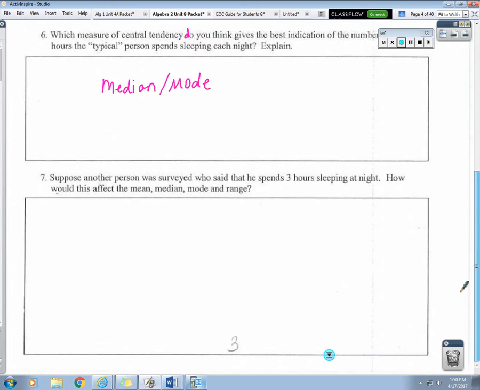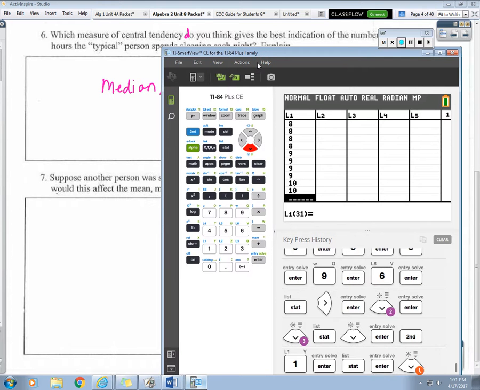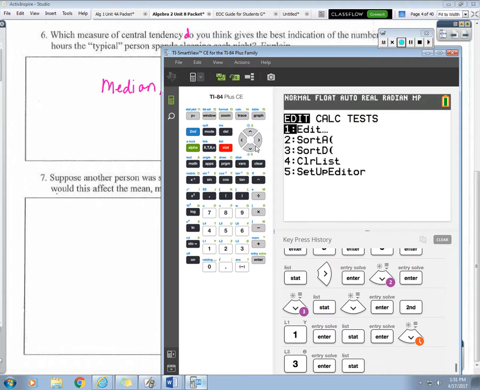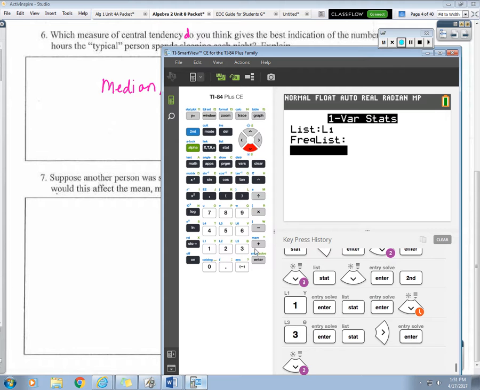Okay, suppose another person was surveyed who said he spends 3 hours sleeping at night. How would this affect the mean, median, mode, and range? Okay, well watch. This is all you got to do. You've already got the data in your list, so just go to the bottom of it and add that extra data item. Okay, we now have a data item of 3. Hit enter, and then go back to stat calc and calculate it with your new data.